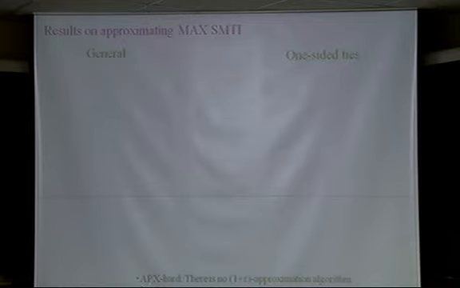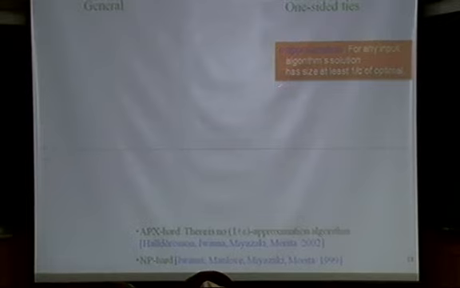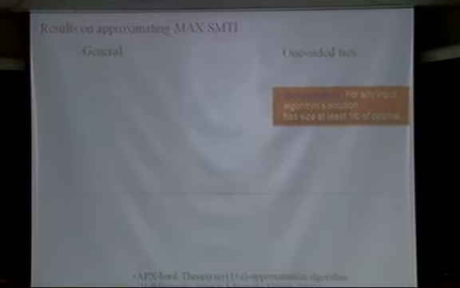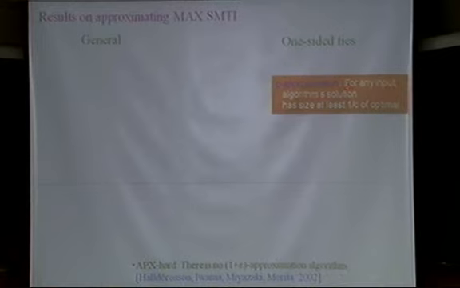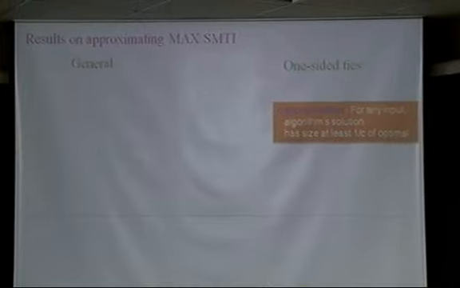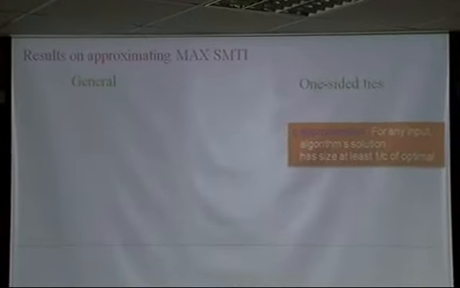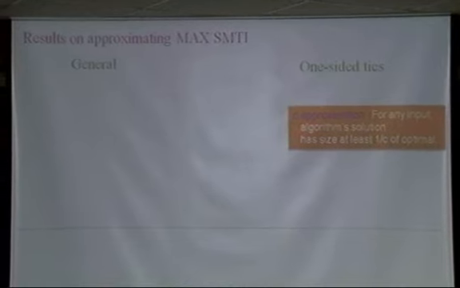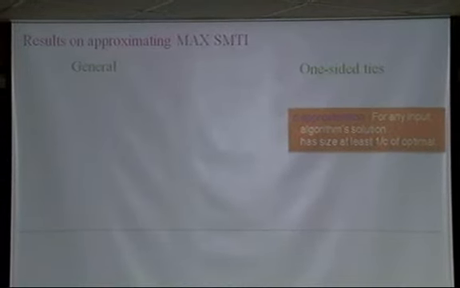And next, we proved that this problem is APX-hard. That means that there's no 1 plus epsilon approximation algorithm. That means that this problem does not have a PTAS. And C-approximation means, you may already know, but C-approximation means that for any input, the algorithm outputs a solution whose size is at least 1 over C of optimal. So the ratio of the algorithm solution and the optimal solution is always bounded by C. So if C is smaller, the algorithm is better.